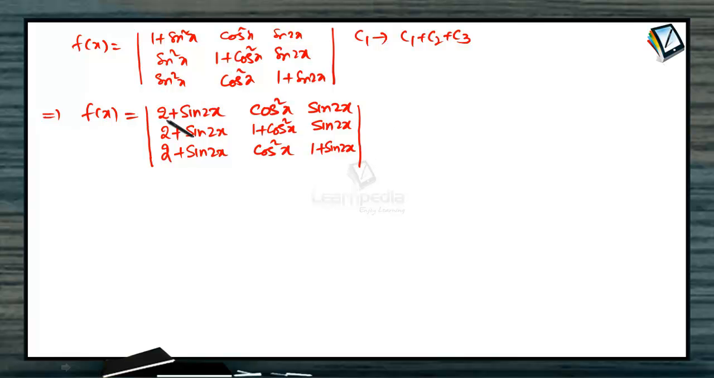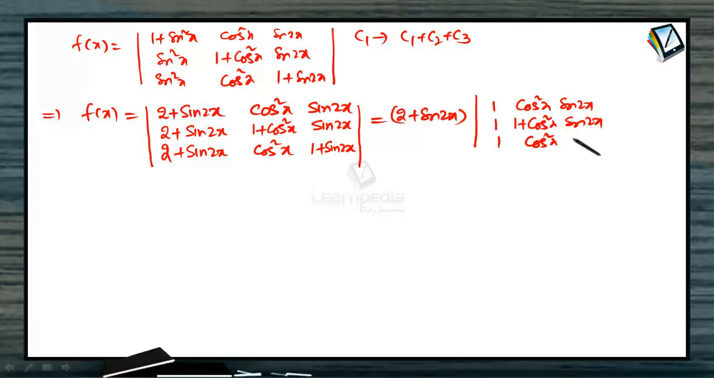Now here I can take 2 plus sine 2x common. When 2 plus sine 2x is common, it is left with 1, cos square x and sine of 2x; 1, 1 plus cos square x, sine of 2x; and 1, cos square x and 1 plus sine of 2x.